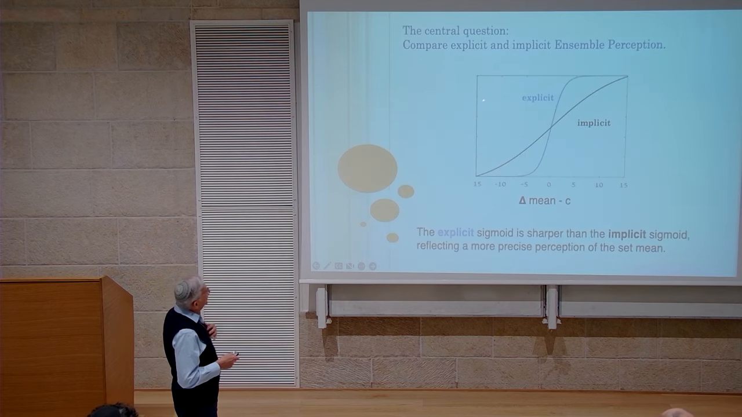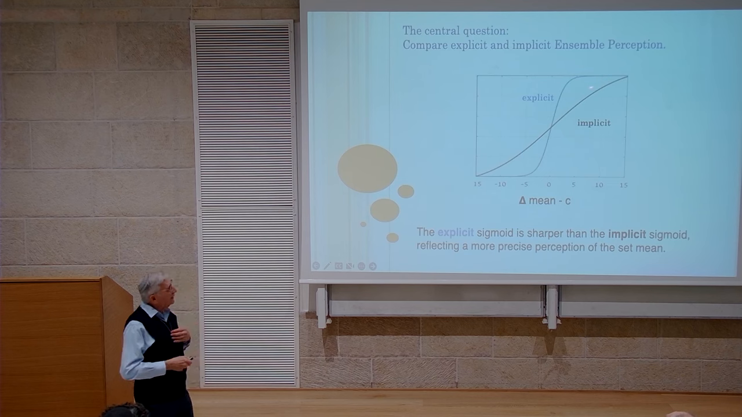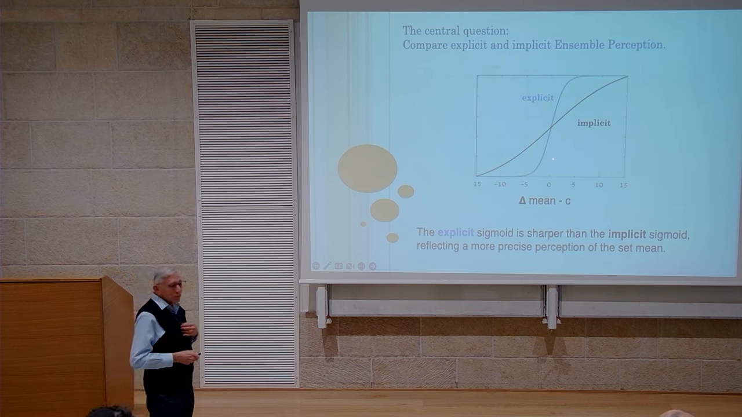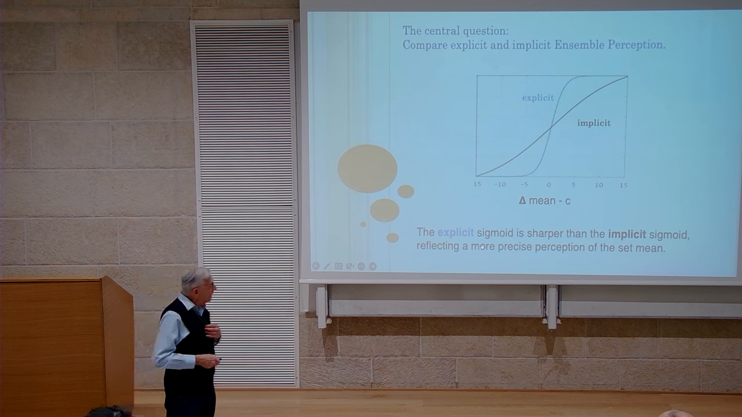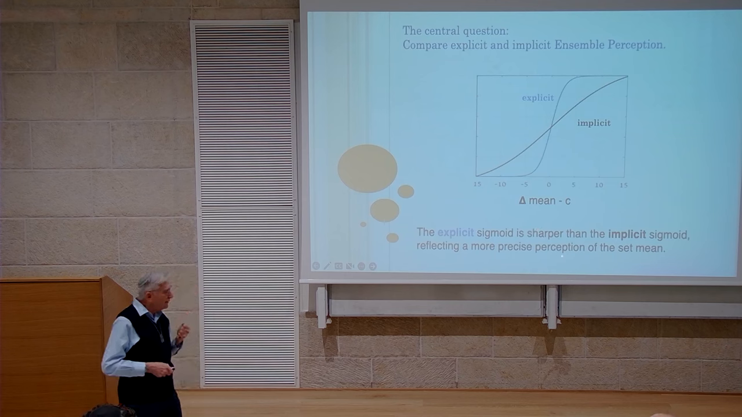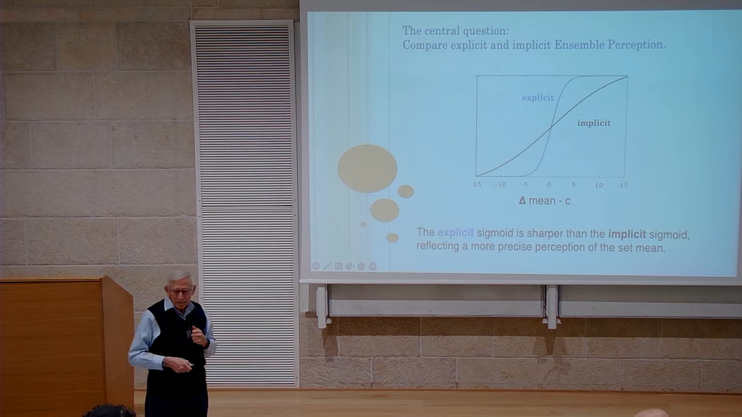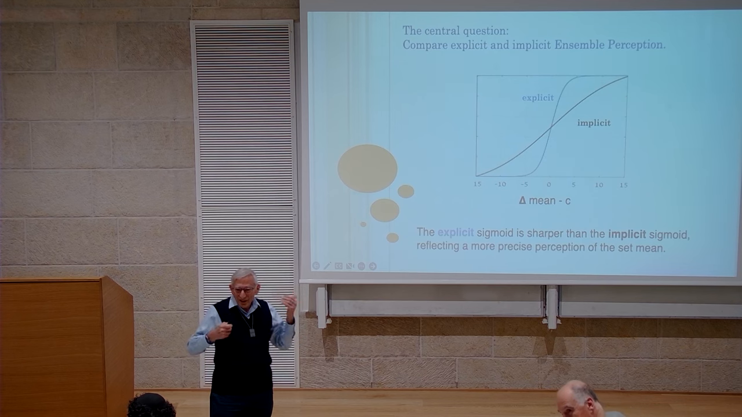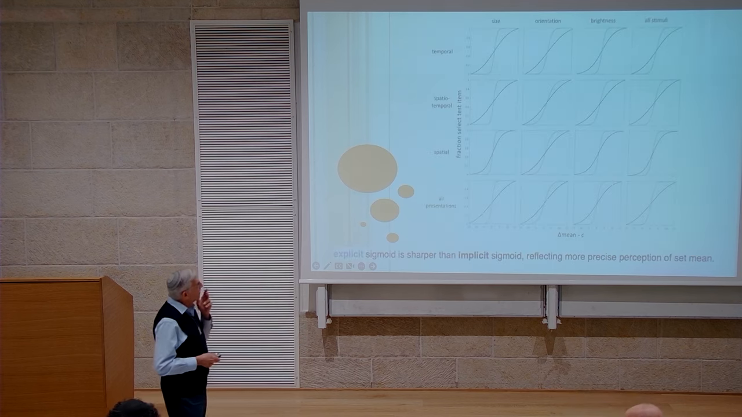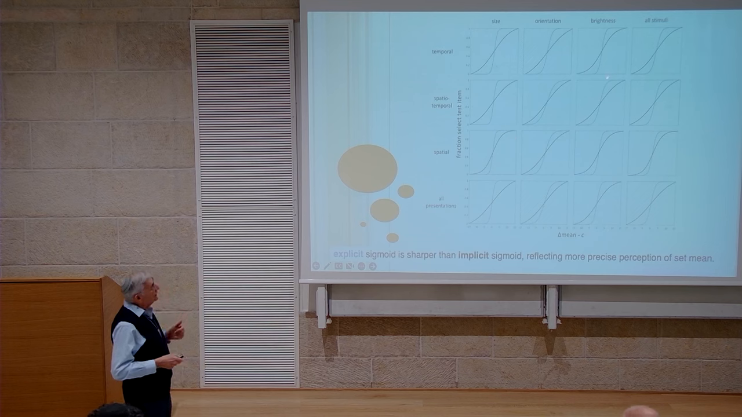So now the central question is, are explicit and implicit the same? I've showed you already the sigmoid of the implicit and the sigmoid of the explicit, and the explicit is a much sharper curve, which says that the explicit is reflecting a more precise perception of the set mean. So when they do it explicitly, they know that they're trying to do the mean now, rather than just implicitly using it, and they do better. And that's true, again, for size, orientation, brightness, and for temporal and spatial.